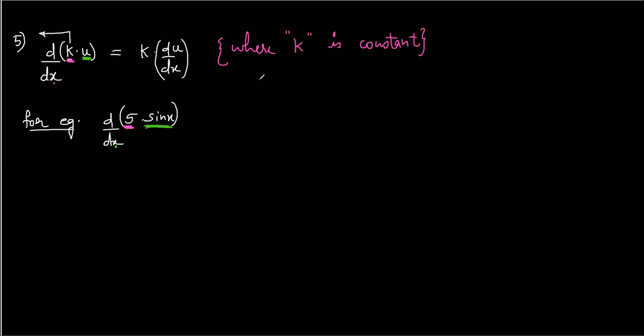So what will you do next? Very simple. We will take 5 out and differentiate sine of x. So you will get here 5 times cos x, which is the derivative of 5 sine x. Having done this, we can now start solving a few problems. So to begin with, the first one I take is: differentiate the following with respect to x.